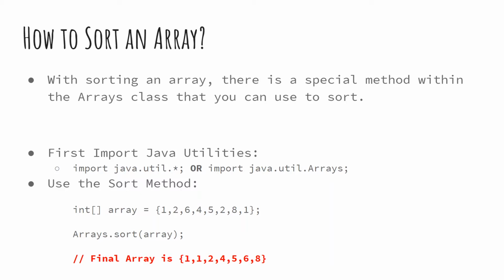First, you will want to import Java utilities, or import java.util.Arrays, either one, and then you want to use the sort method. So if we have an integer array, 1, 2, 6, 4, 5, 2, 8, 1, we can then do Arrays.sort, and in our parentheses, our argument would be array. And then our final array would be completely sorted numerically, so it'd be 1, 1, 2, 2, 4, 5, 6, 8. And that's how you would sort an array.